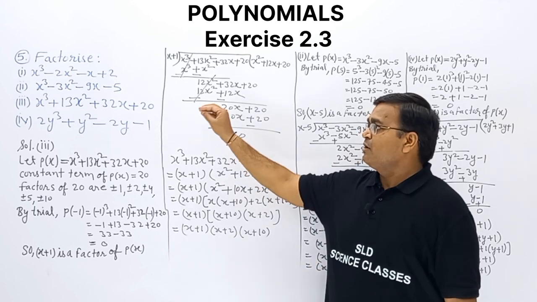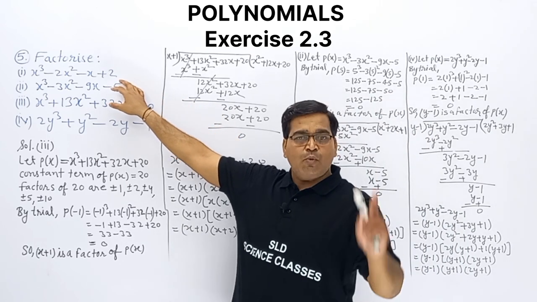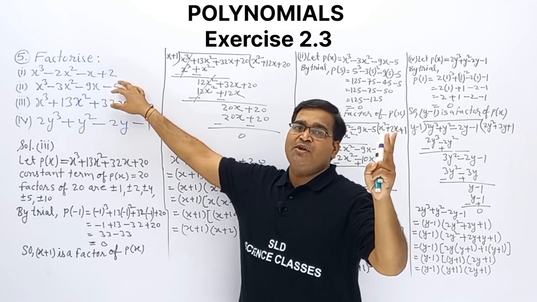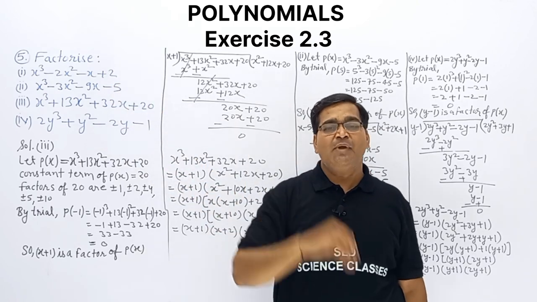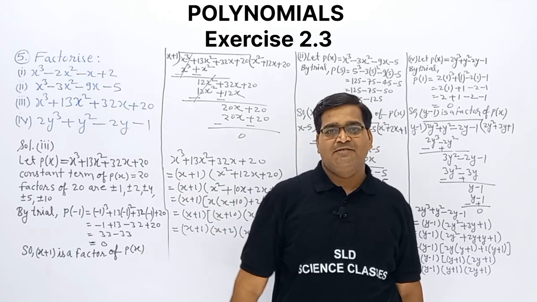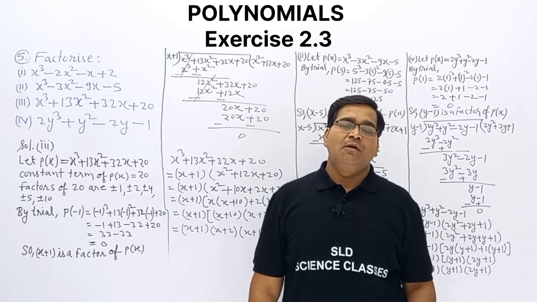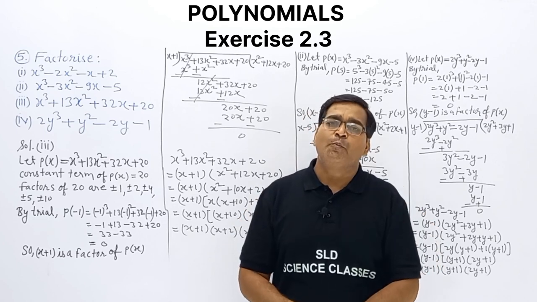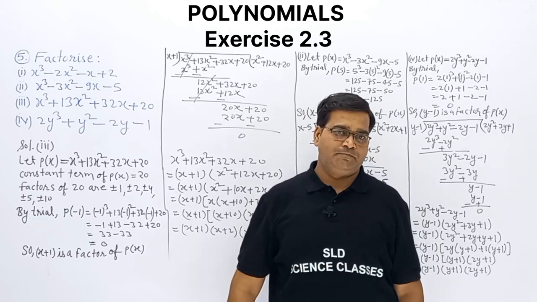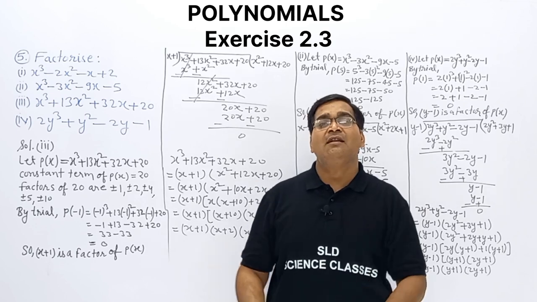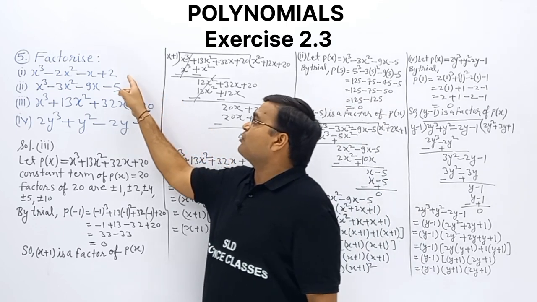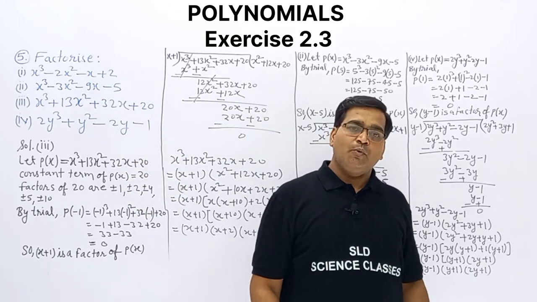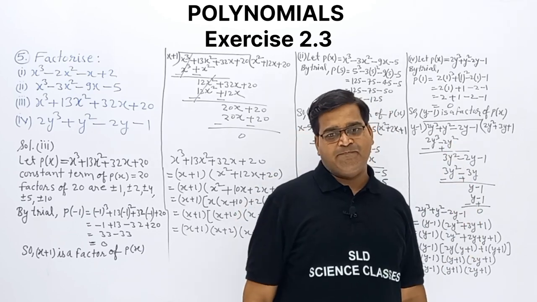Clear? It means when we solve a quadratic polynomial, how many factors do we get? 2 factors. But in the cubic, how many factors will we get? 3 factors. Clear? So out of 3, 1 factor we will obtain by trial. And how will we do the trial? We observe the constant term. And we find its factors.